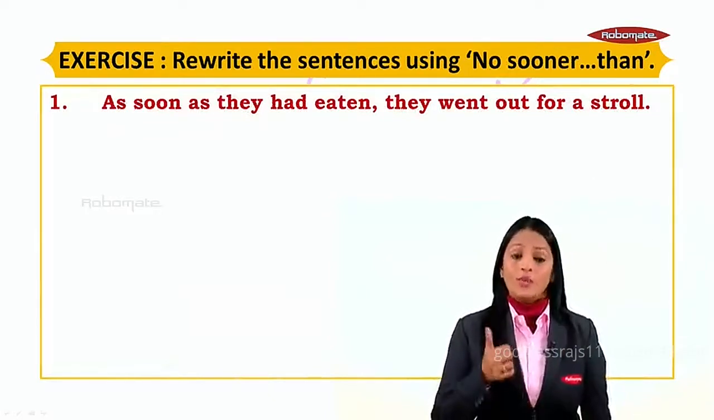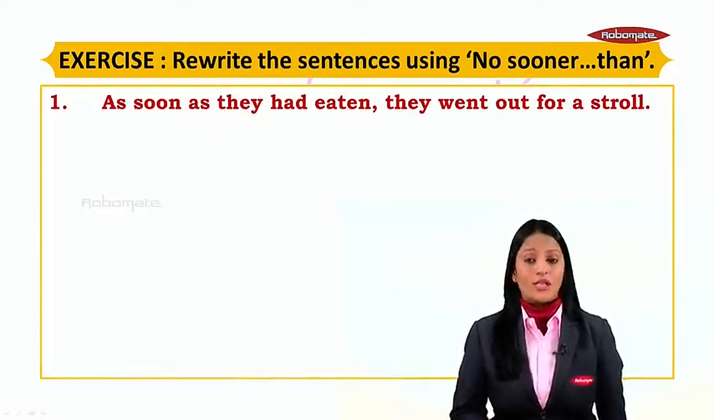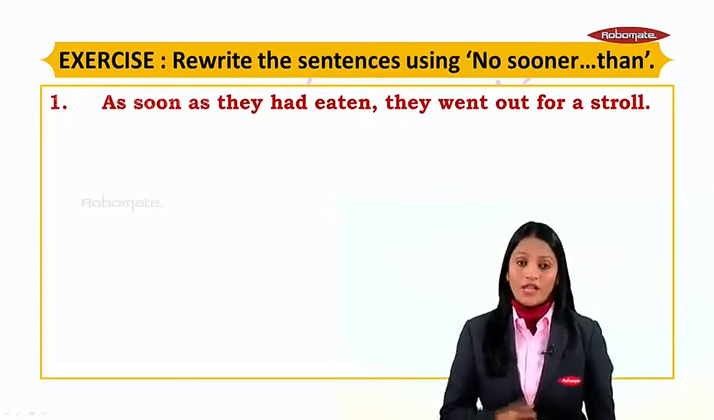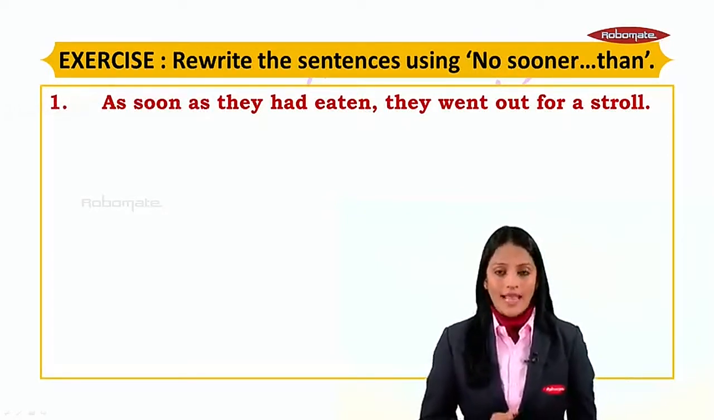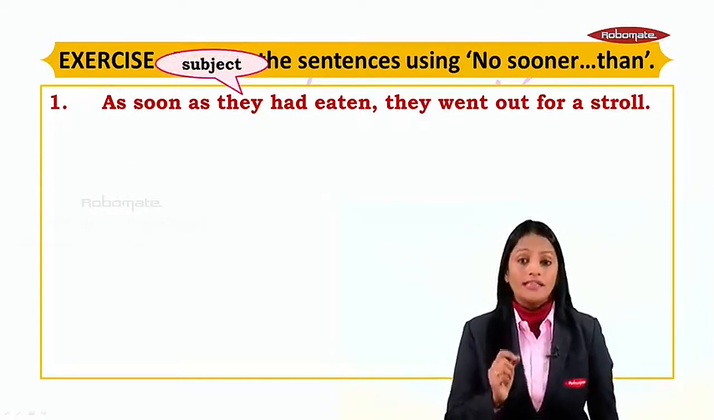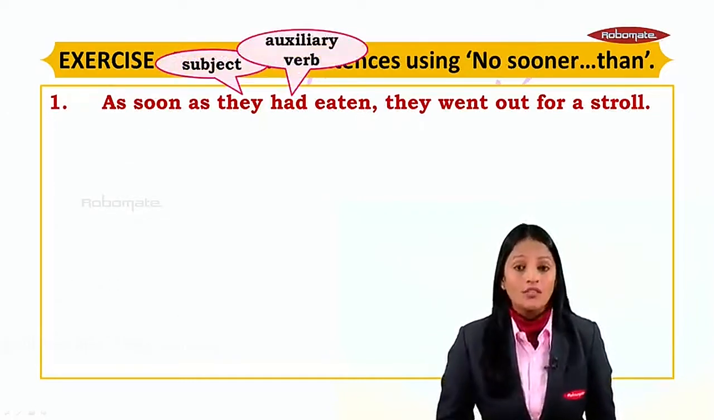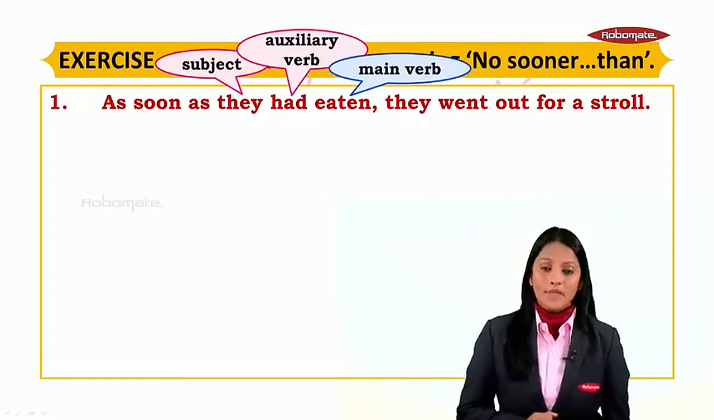Now we know the method. We said first identify the two actions. So they had eaten is the first action. They went out for a stroll is the second action. Again, important here, they is the subject, had is the auxiliary verb, and eaten is the main verb.